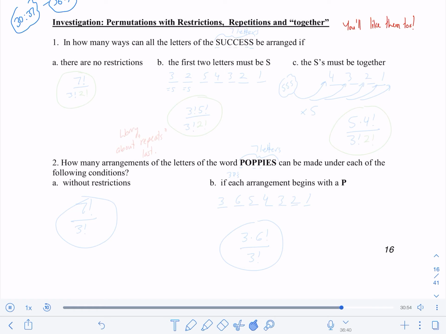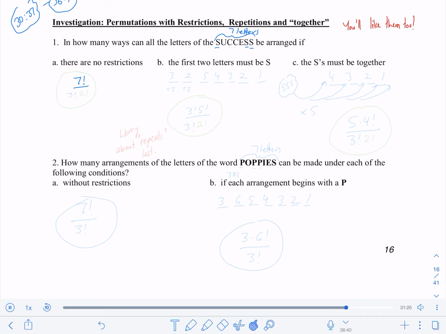First of all, count up how many letters. 1, 2, 3, 4, 5, 6, 7. So, of course, no restrictions, 7 factorial. But here's the thing. There's 3 S's in there. And if I swap the S's around, you wouldn't have been able to tell whether that was a different word or not. In fact, it wouldn't be a different word.